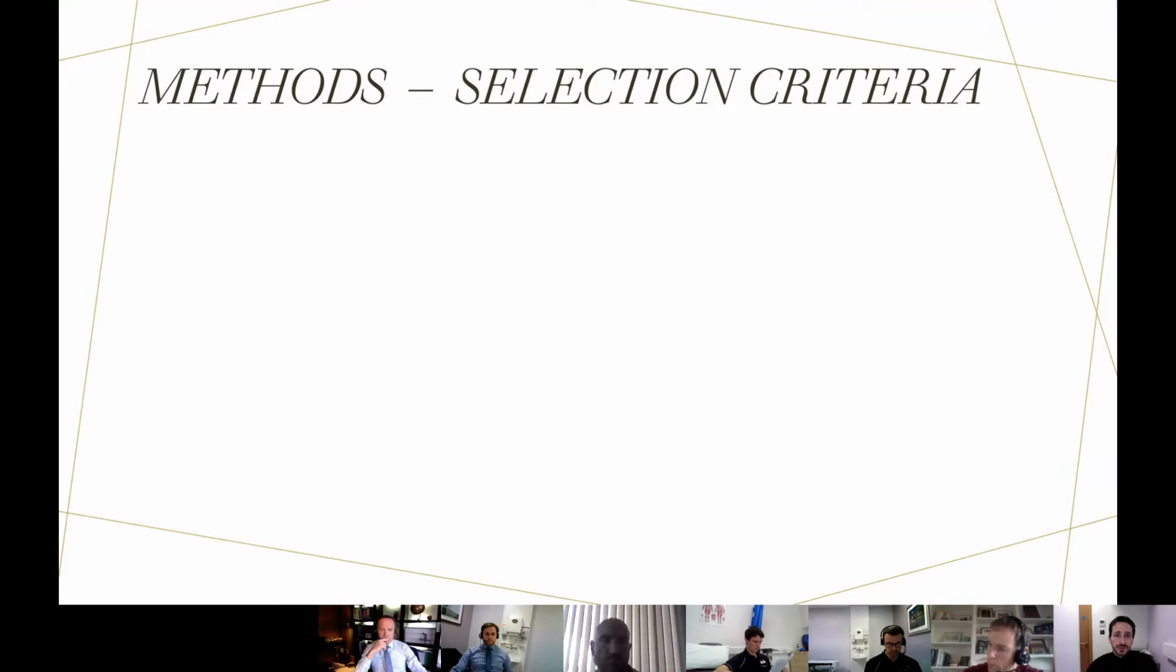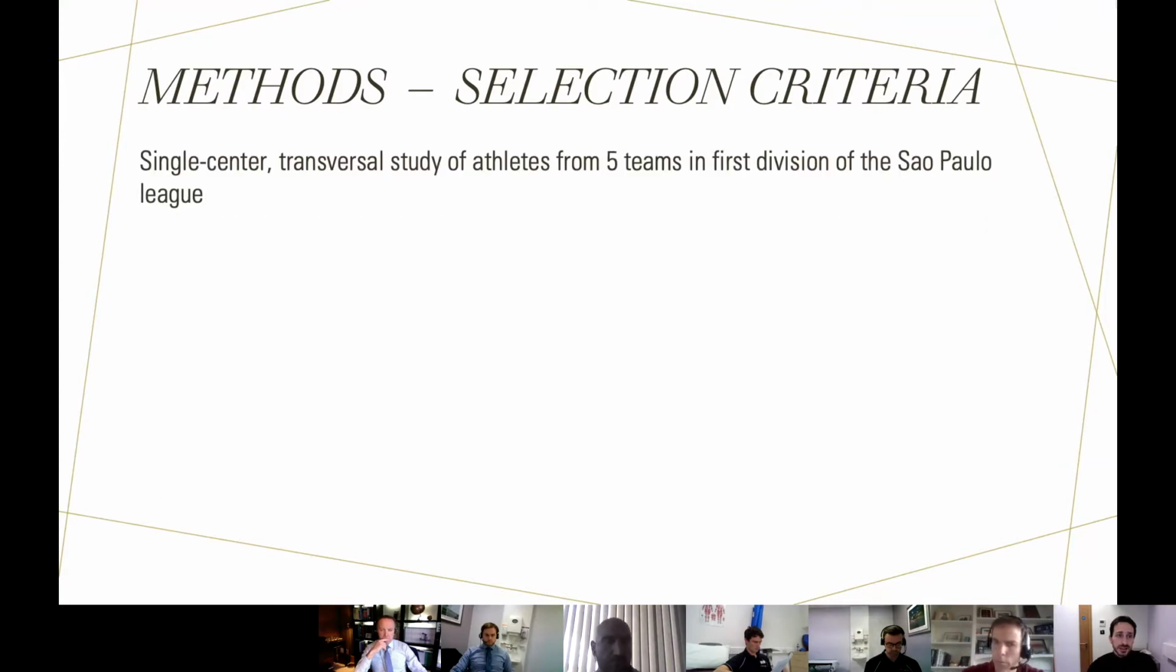So just looking at the methods for their selection criteria, this was a single center study, so it was performed at one institution, namely the Sports Traumatology Center of the Federal University of Sao Paulo, and it was a transversal study. This is the same as a cross-sectional study design, where the data analysed is from a specific population or a representative subset of that population at a particular point in time, and the particular point in time in this case was pre-season.